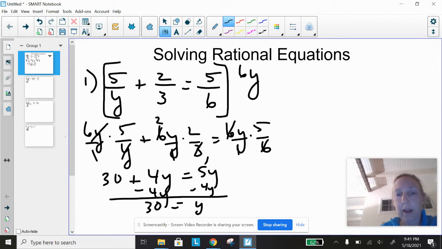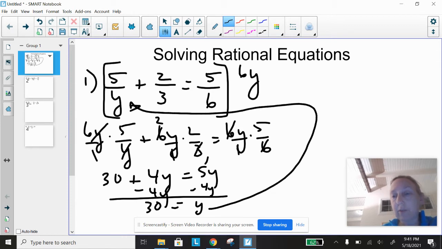I need to go back and look and make sure that it's not a restriction, which you remember from the last section of multiplying and dividing. So I look at the denominator. The only restriction on the denominator is 0. And since y is 30, that's not a restriction. That's my answer.